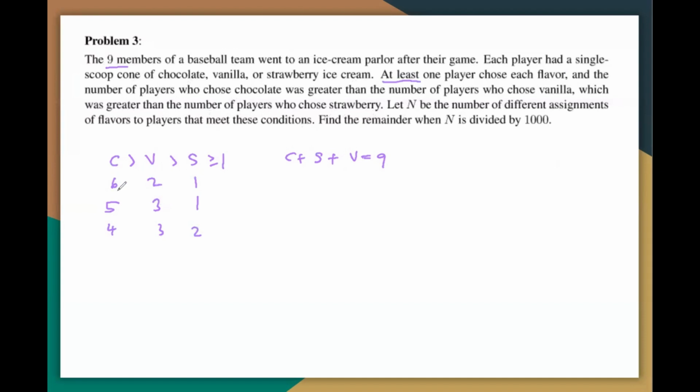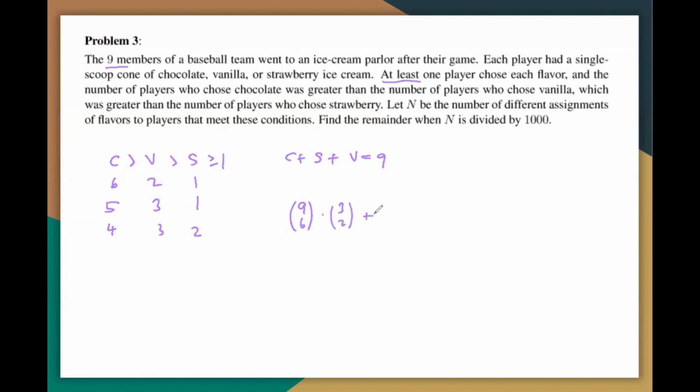In the first one, 6 people will choose chocolate, but which 6 people? We need to determine those 6 people out of 9, so 9 choose 6. As soon as we determine those 6 individuals, there are 3 people left. 2 of them should choose vanilla, which is 3 choose 2. And then the last one is determined, so 1 choose 1, which is just 1.